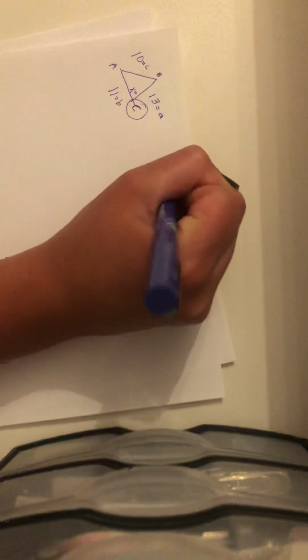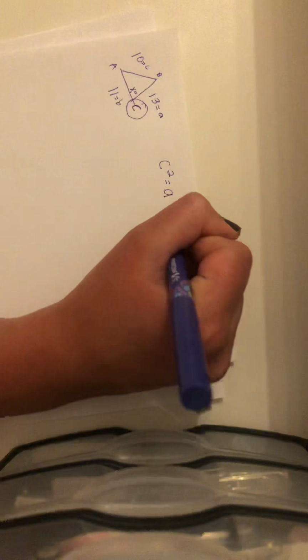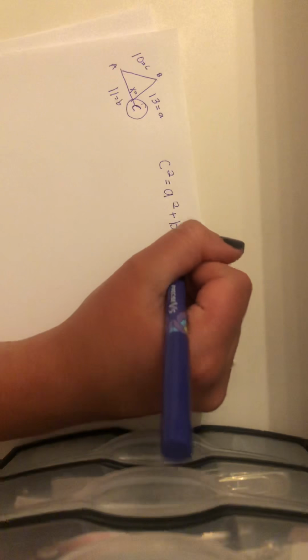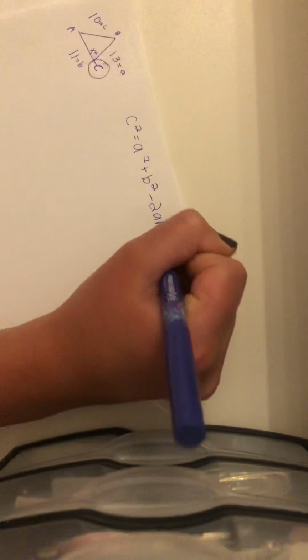So we're finding big C, right? Let's look at the formulas, what we have. If you're finding big C, the only one we can use is c squared equals a squared plus b squared minus 2ab times cosine c. So let's use that formula. I'm going to write it down right here. C squared equals a squared plus b squared minus 2ab times cosine c.